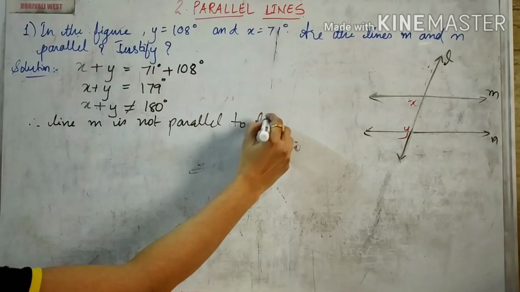In the second question, if angle A is congruent to angle B, then prove that line L is parallel to line M. We have to prove these two lines parallel. For any two lines to be parallel, children, we need to satisfy any one of the three tests that we have studied. If I look for the first set, that is interior angles test.